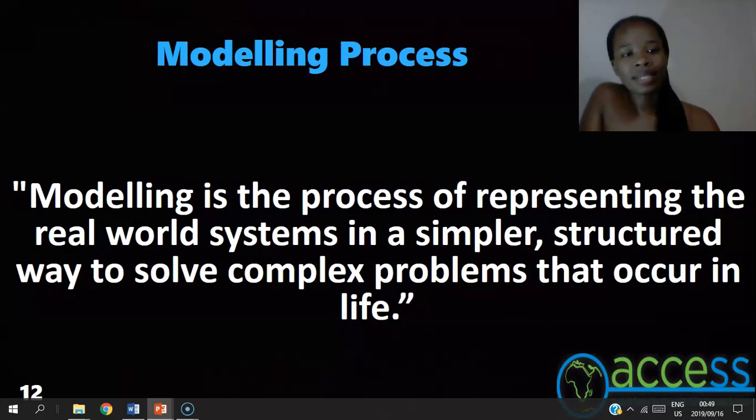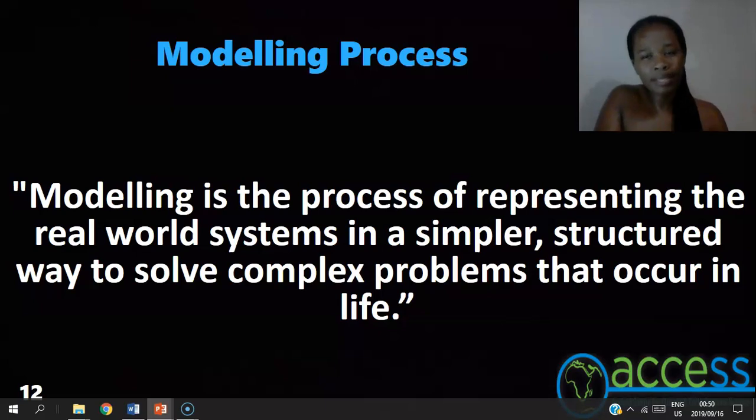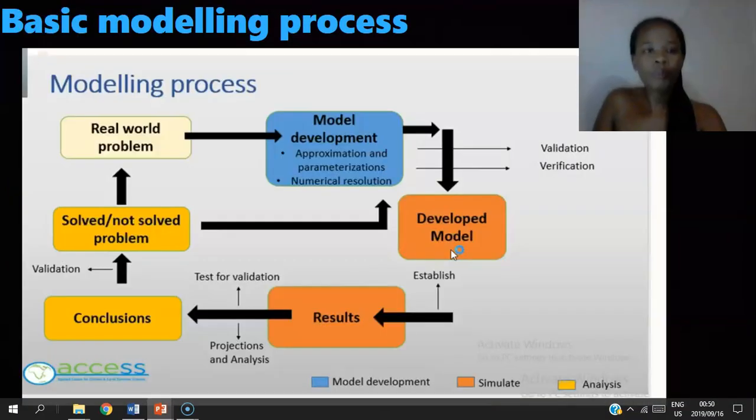The modeling process is the process of representing a real world system, making it simpler from a complex problem that occurs in real life. For instance, we have a complex problem, but scientists try to break it down to make it simpler in order to solve it. We have this kind of complicated modeling process, but worry not, I'm here to help you. The first step of this modeling process is to identify the real world problem. You can't solve a problem without knowing the problem.